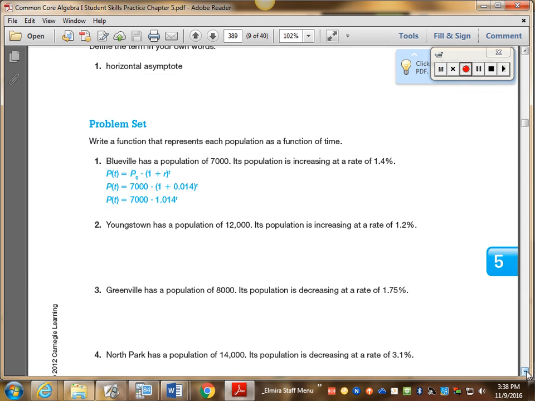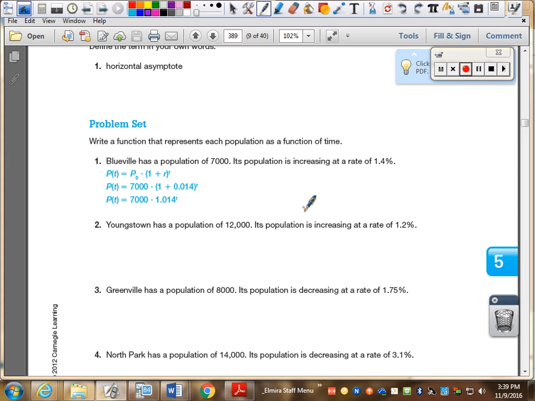The first section of your homework is just having you write and then simplify some functions. Okay, Youngstown has a population of 12,000. Its population is increasing at a rate of 1.2%. So that means my R equals 0.012. And that's my starting value. So Youngstown, in terms of time, starts off with 12,000 people, and it's 1 plus 0.012 to the t power.